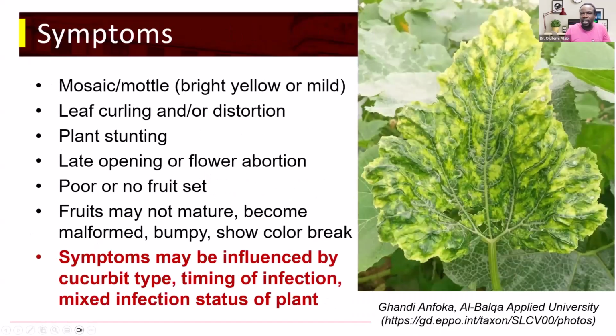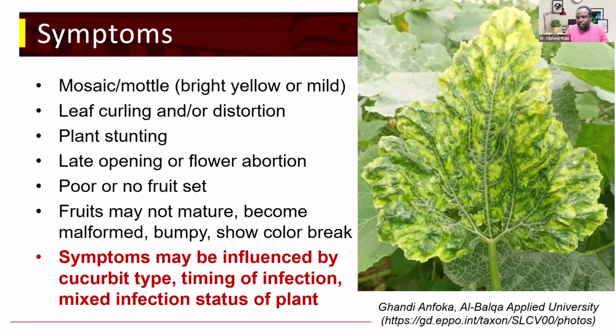In terms of symptoms, multiple symptom types have been recorded for squash leaf curl. They consist of mosaic or mottle, which can be either bright yellow or mild, leaf curling or enation under the leaf, which makes the leaf have this distorted appearance. When infection occurs very early during the season, the plant can become stunted. The flowers will be late in opening or even prematurely abort. And the few retained flowers may not set very good fruit, or even the fruits that are set may have delayed maturity or become malformed.